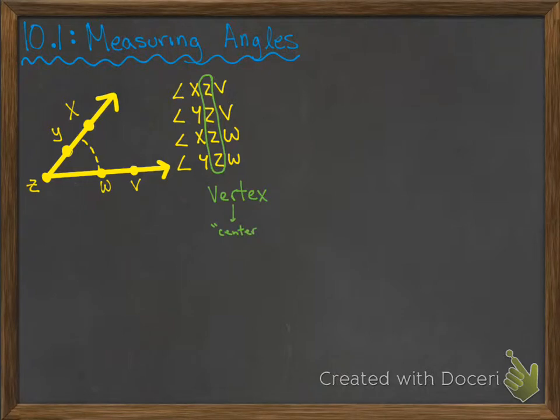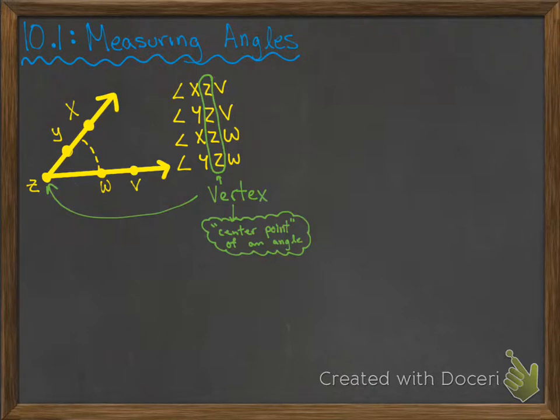The vertex in an angle is the central point of the angle. If you think about a door swinging and the swinging door making a new angle, the vertex is your hinges. So Z is my vertex. That's the center of my angle. And so when we list out names of angles, we always put the vertex in the middle. So when you see XZV, what it's saying is go from X to Z to V.